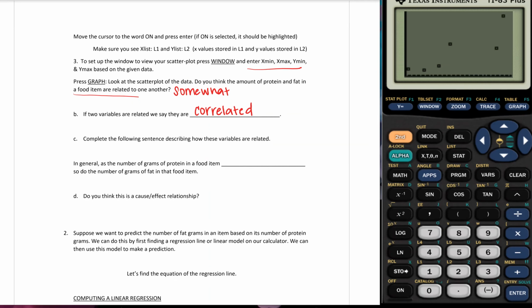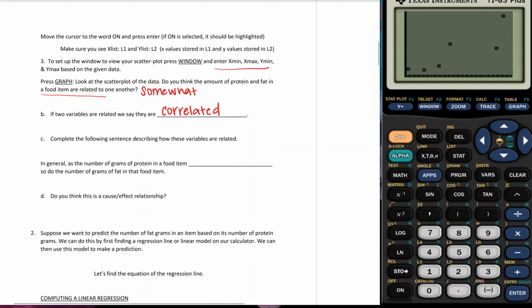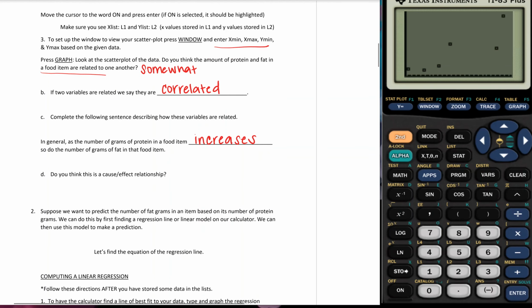It says, in general, as the number of grams of protein in a food increases, so do the number of grams of fat in that food item. Now it says, do you think this is a cause and effect relationship? Meaning, does one cause the other? Does protein cause fat? Well, no. We cannot conclusively say that these two things are correlated to each other.